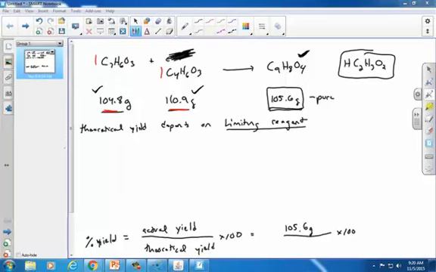So the idea in this calculation is, if at this point we're given starting quantities of my two reactants, I don't necessarily know which one I have extra of.